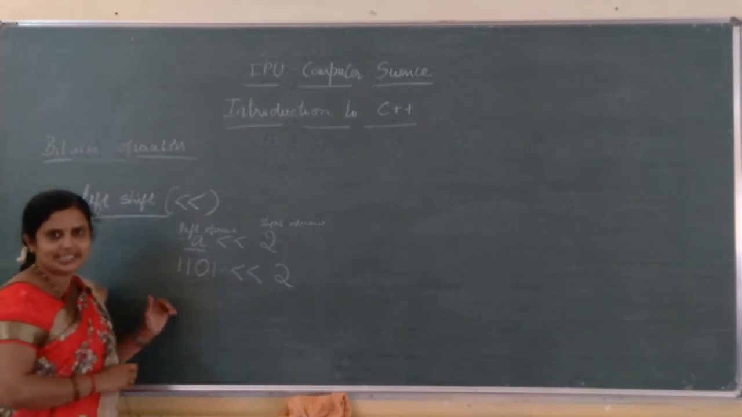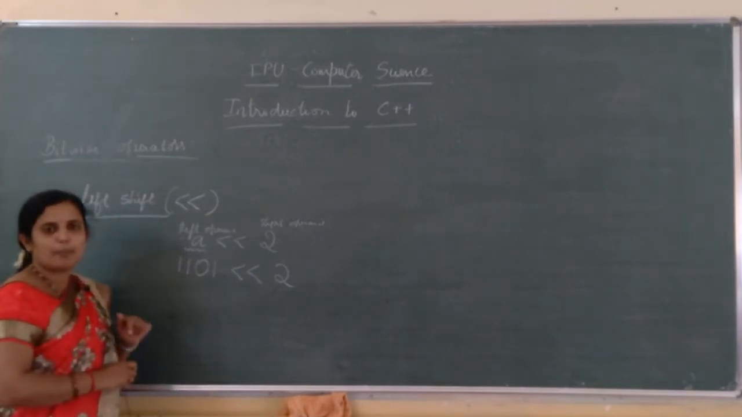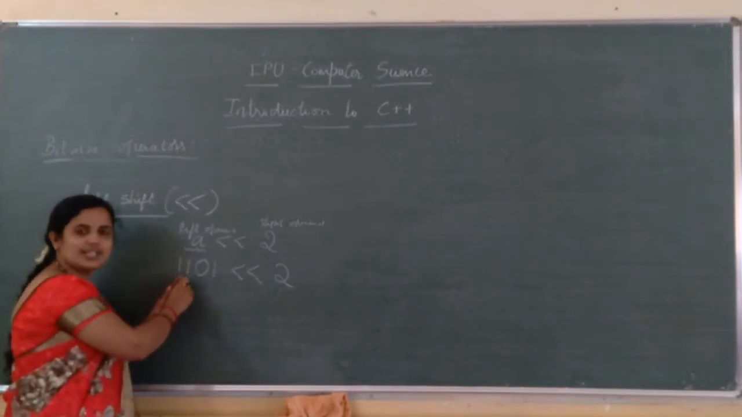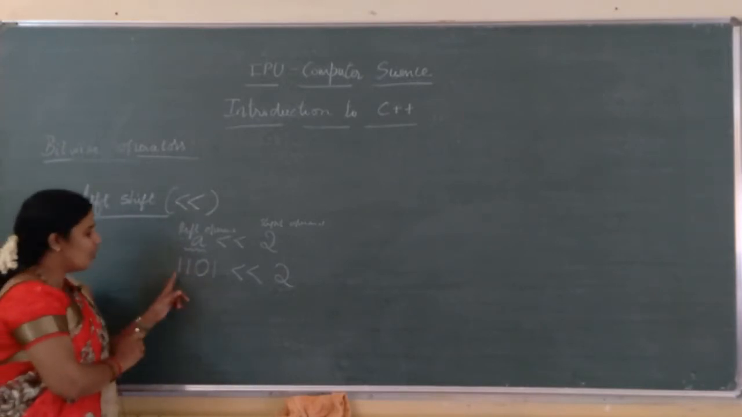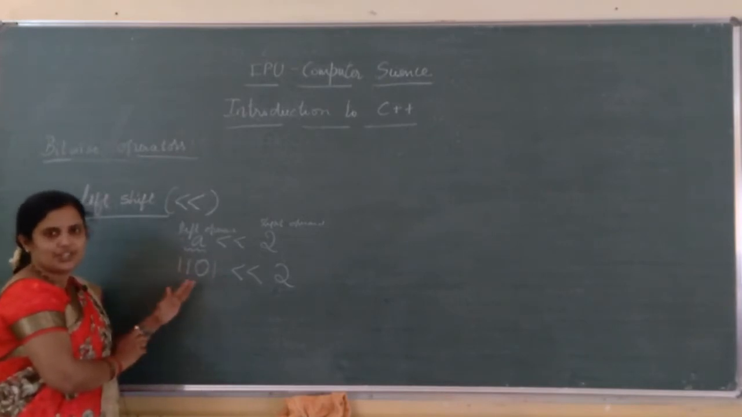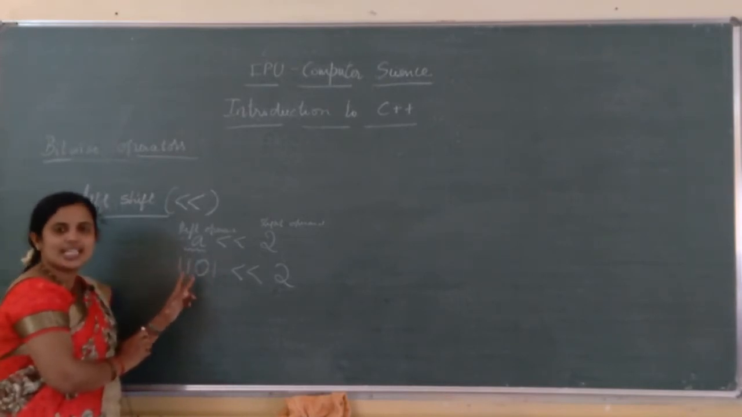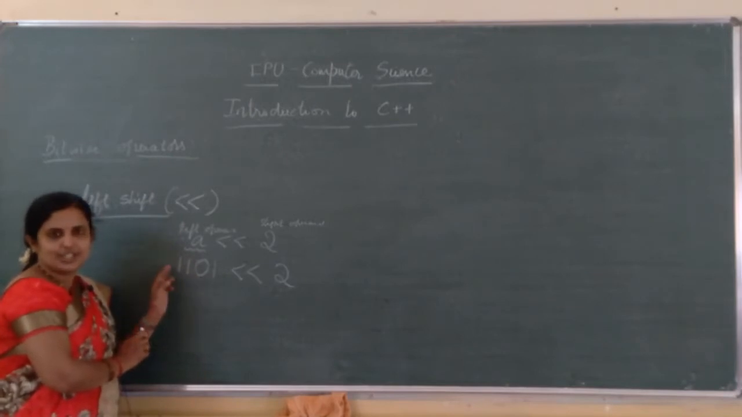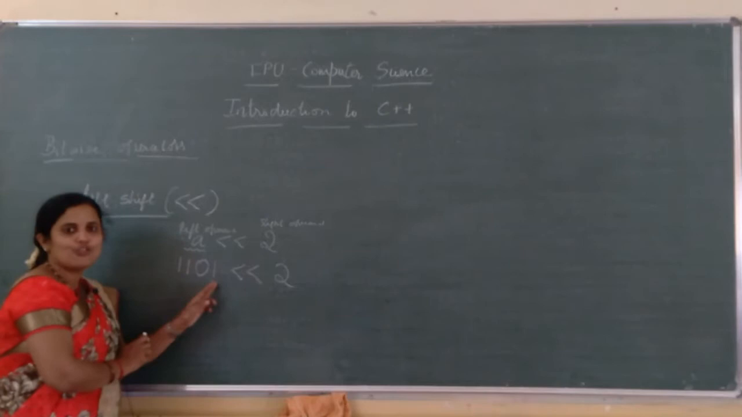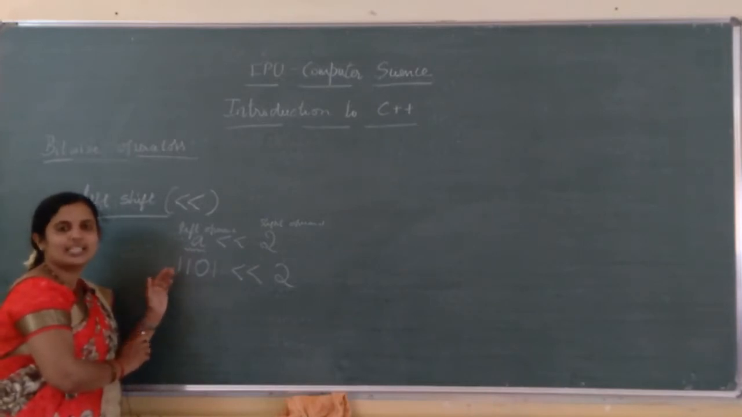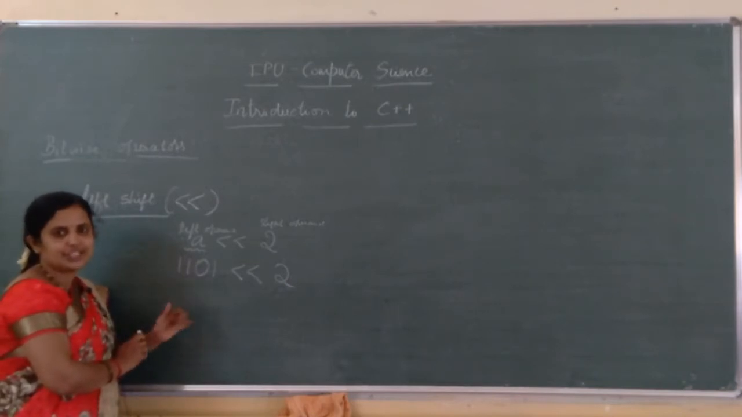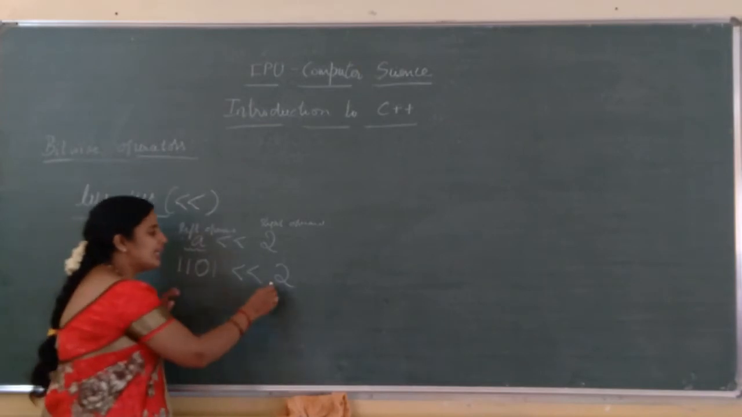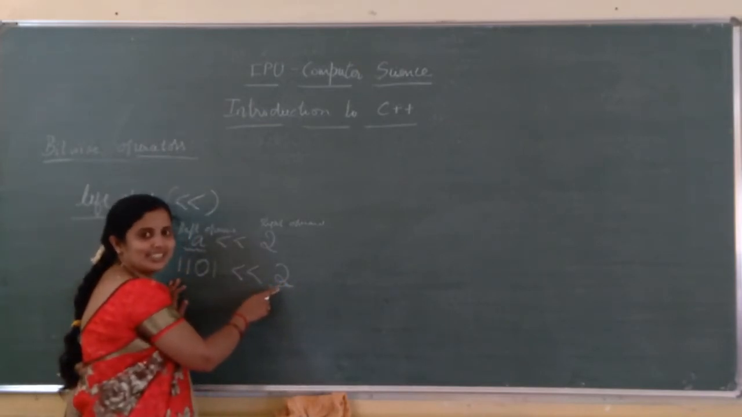Now I will tell clearly, listen, what the left shift operator does. It shifts the bits. What are bits? 1 is a bit, 1 is a bit, 0 is a bit, 1 is a bit. 1 1 0 1 are bits. It shifts the bits of the left operand. Let us see how it shifts. Here what I have written is 2, right? What is that? The right operand.